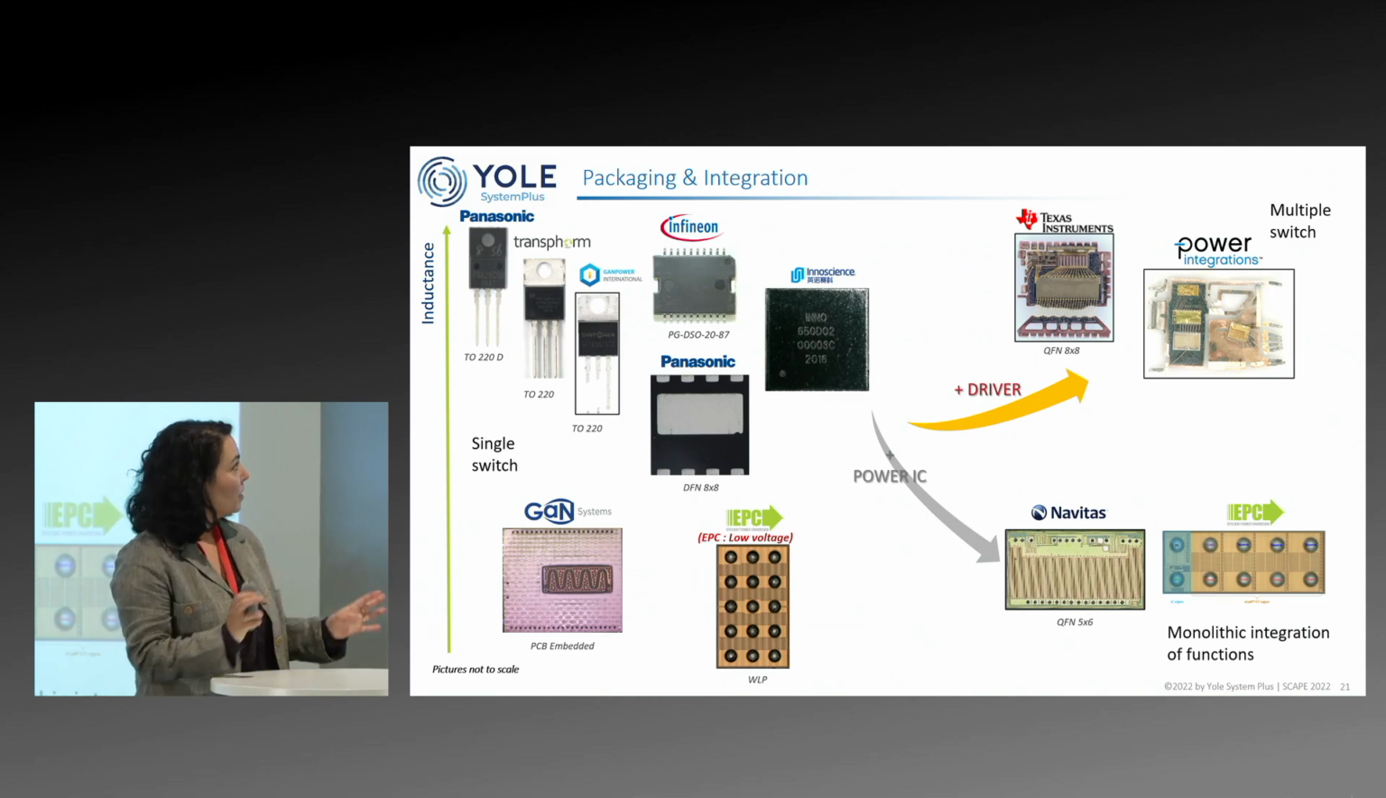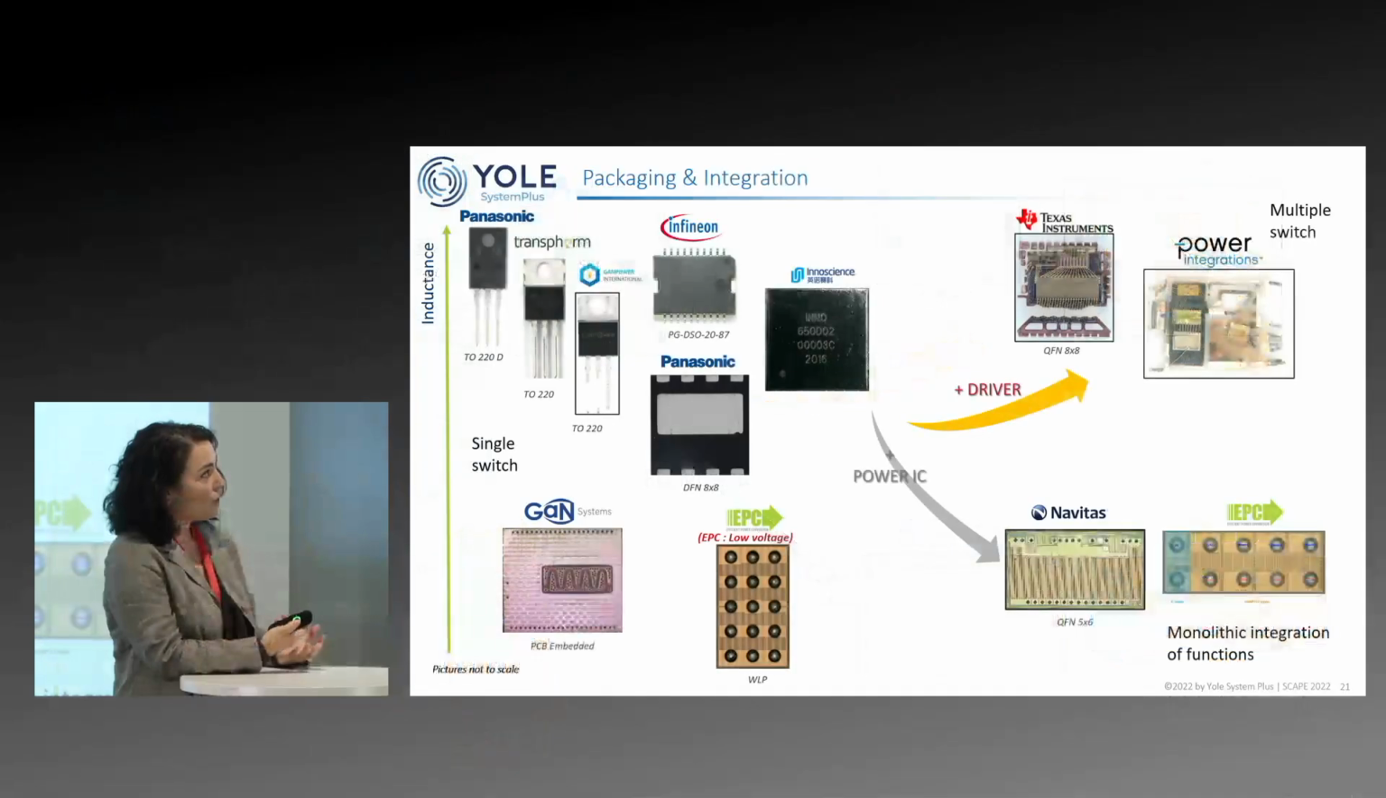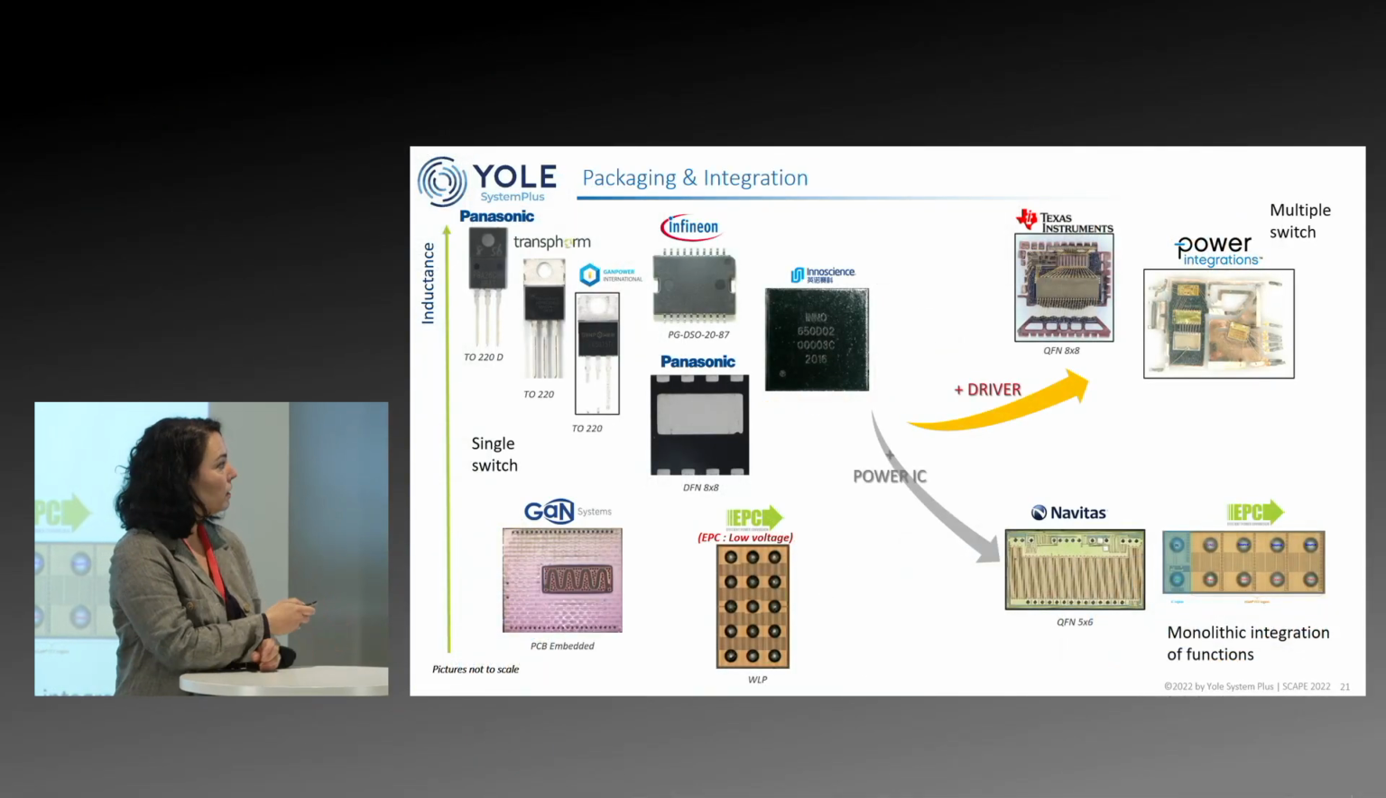Packaging integration, as I said, has many options. In the beginning, standard TO220, and then there is optimization. GaN Systems entered the market with the PCB embedded solution. EPC's main market is wafer level packaging. They do power ICs or just power devices, also with multiple switches. Then you have players that prefer to sell a complete solution with a driver, and players that prefer to just sell the discrete, with or without packaging.